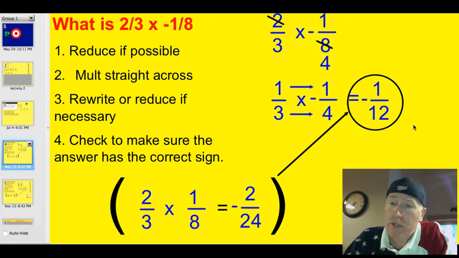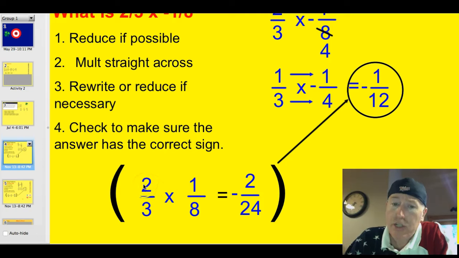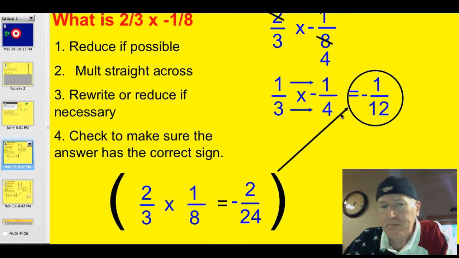Now, if you didn't want to reduce it, you could always just multiply straight across. 2 times 1 is 2. 3 times 8 is 24. You end up with a negative 2/24, which when simplified is a negative 1/12.